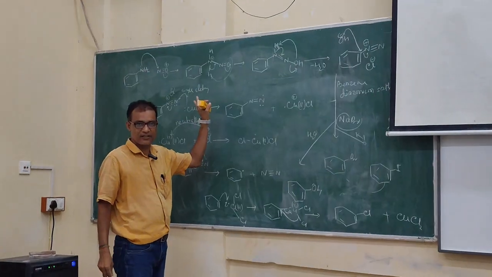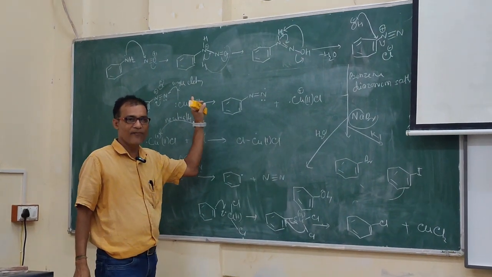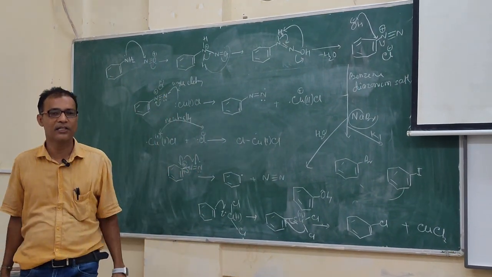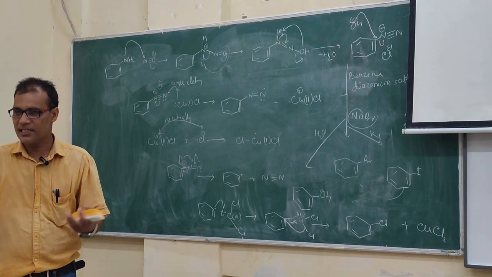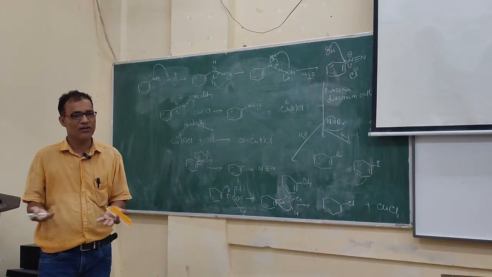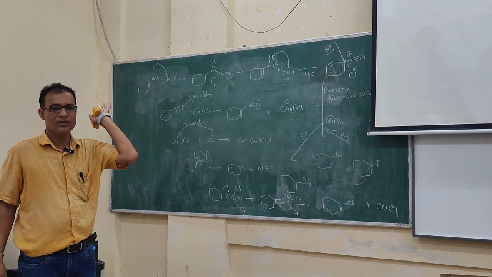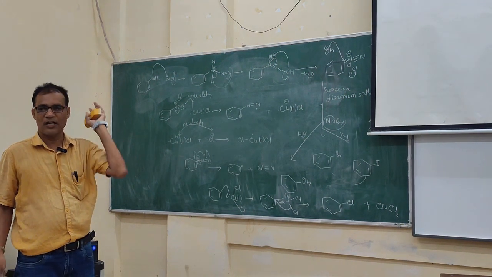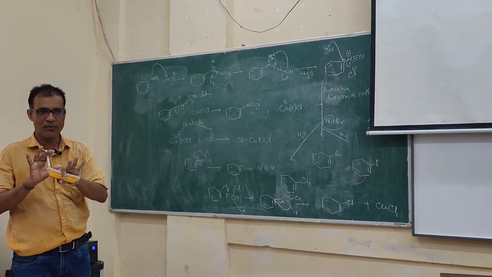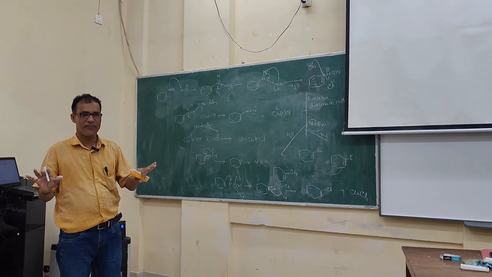That means the diazonium group is substituted by which ion? The nucleophile. As you desire, it may be hydroxy, cyano, iodo. That's why it's one type of substitution reaction. So now you got the difference between the normal diazotization reaction and the Sandmeyer reaction. Clear?